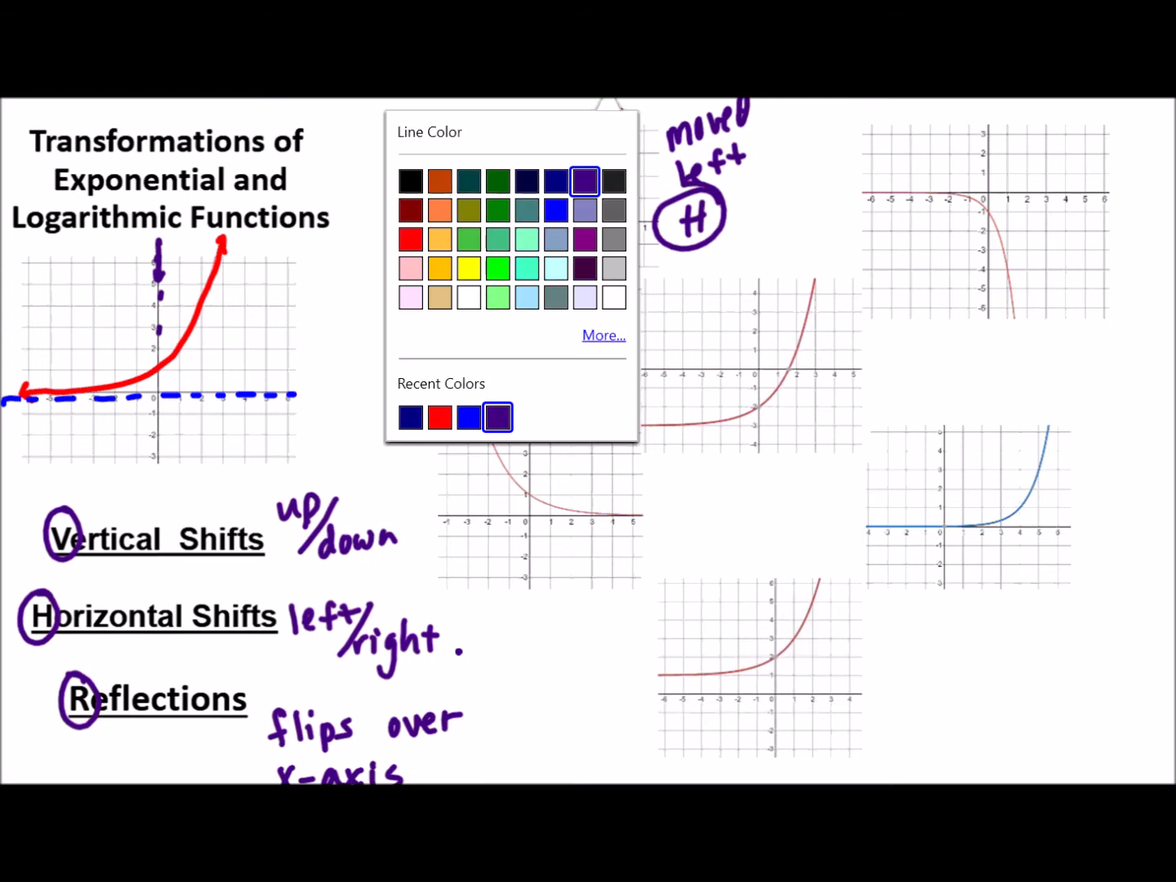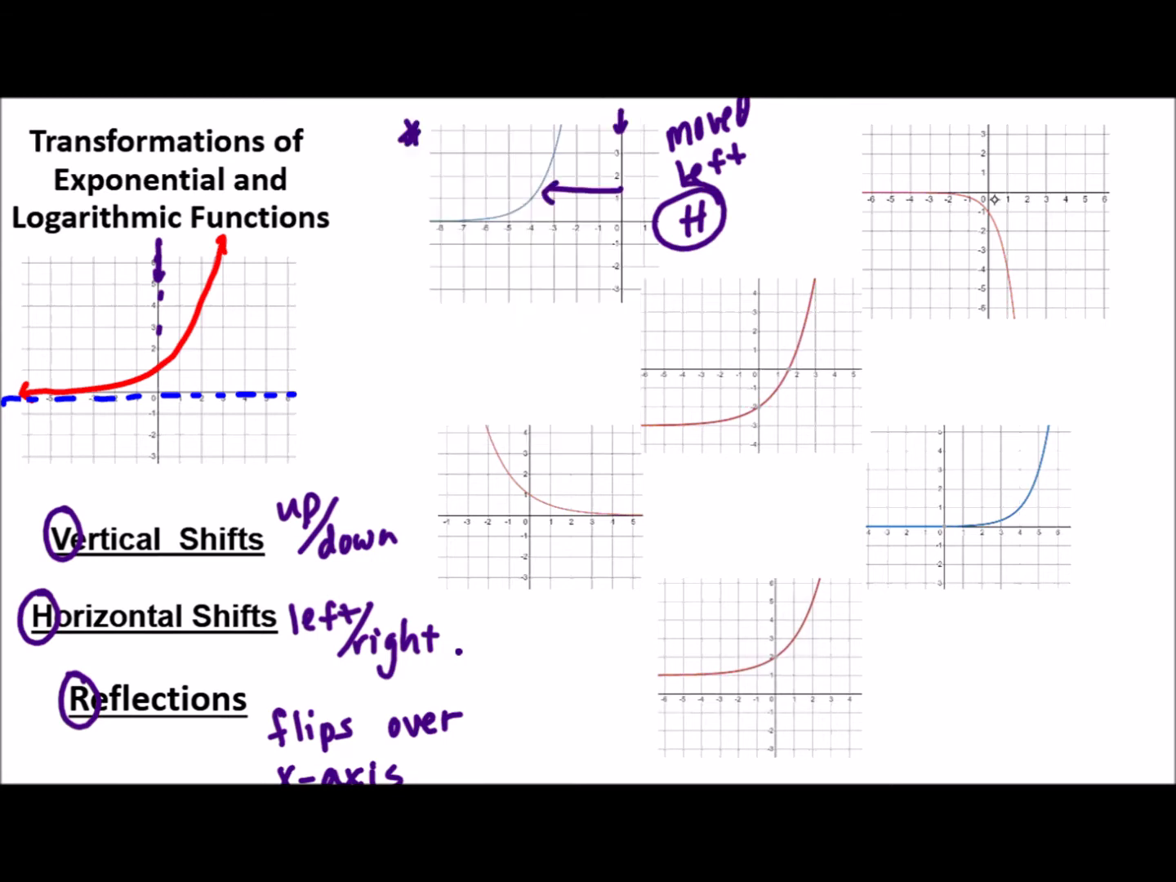Okay, moving over here to the right one. Looking at the original, this red one, it's on top, right? It's on top, but this one all of a sudden is on bottom. It looks to me like it is flipped over this line right here. That guy is the x-axis, so it's a reflection, and we would say it's over the x-axis.